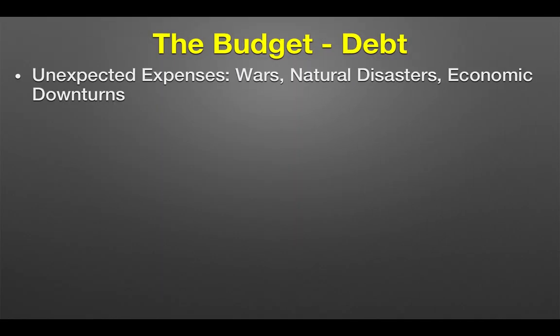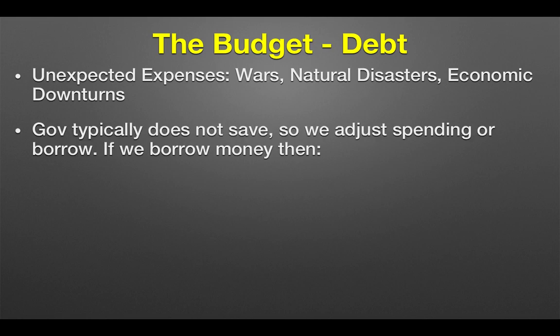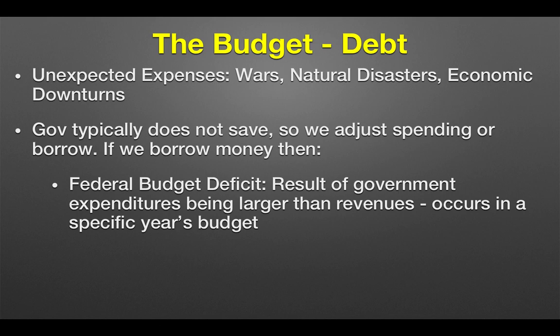The debt. Unexpected expenses that happen during a presidency would be wars, natural disasters, economic downturns, coronavirus. Those are things that are unexpected. Government typically does not save, so we adjust spending or borrow. If we borrow money, then what do you think happens to that money? Well, the federal budget deficit happens. It results from government expenditures being larger than revenues in a specific year's budget.